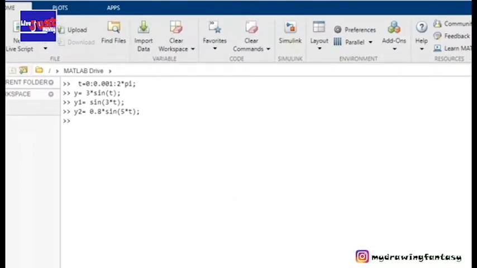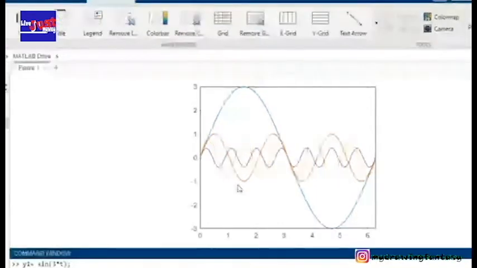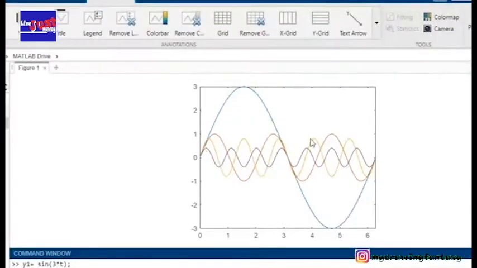and the last one we have, y3 equal to 0.4 sin 7t. Now we will plot each sine wave and see what the graph looks like, using the command plot t comma y, t comma y1, t comma y2, and t comma y3. Now you can see we have plotted the fundamental frequency and its harmonics.